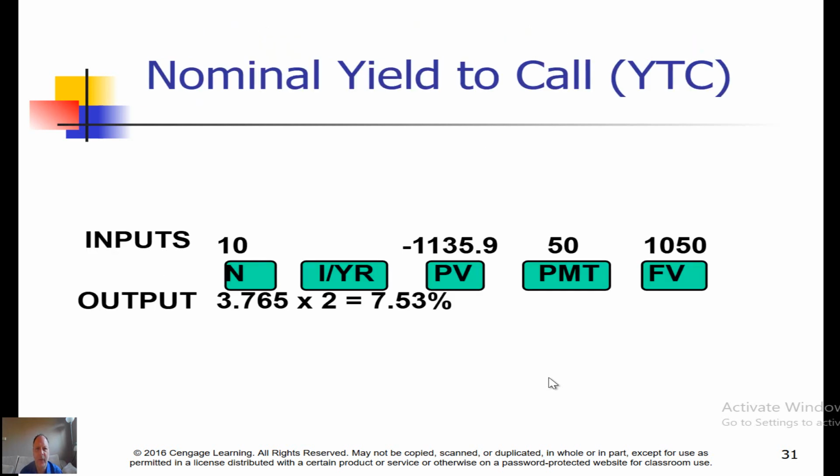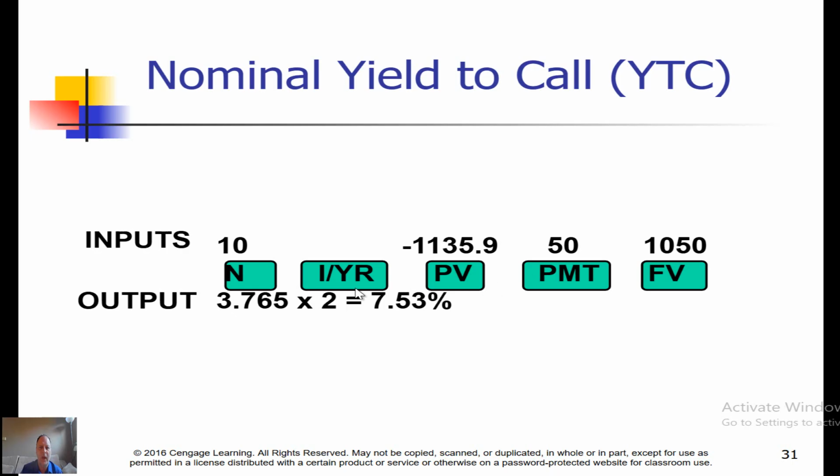First thing we will want to figure out is the nominal yield to call. So we're told the callable bond can be called in 5 years. 5 times 2, since it's semi-annual, means 10 payments. The current price of the bond is $1,135.90. The bond pays $50 every 6 months, and you have to pay an extra $50 in call premium to call it, so the future value in this case would be $1,050.